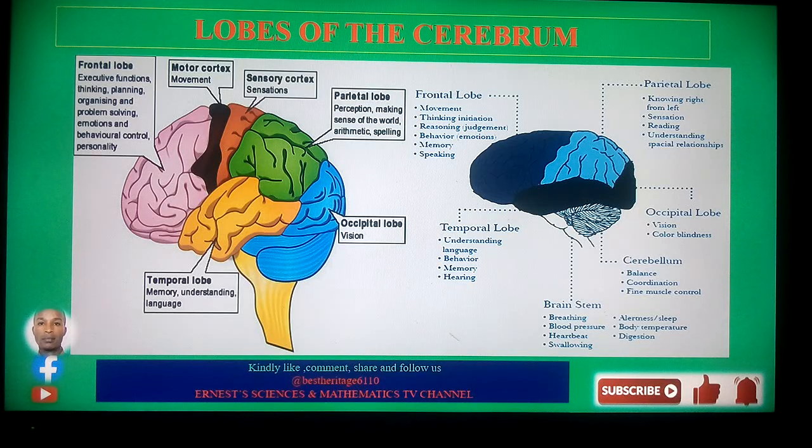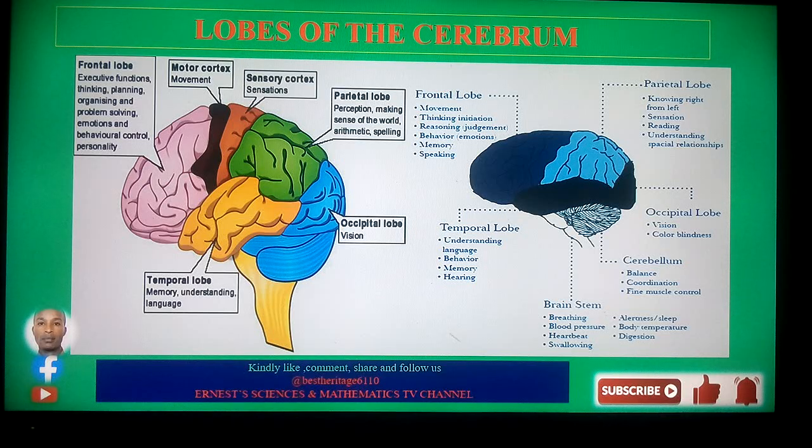In this specific discussion, we're going to look at different sections of the cerebrum, and these, of course, are the lobes of the cerebrum. In this particular case, I'm going to look at the various lobes of the cerebrum, and these consist of the frontal lobe, the temporal lobe, the occipital lobe, and the parietal lobe.